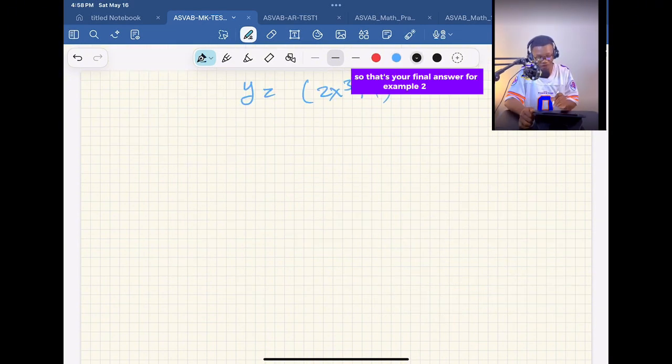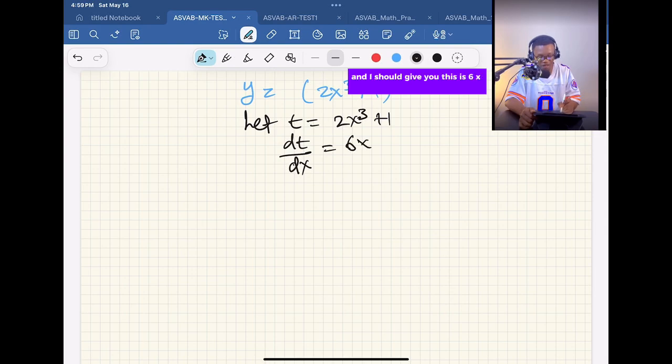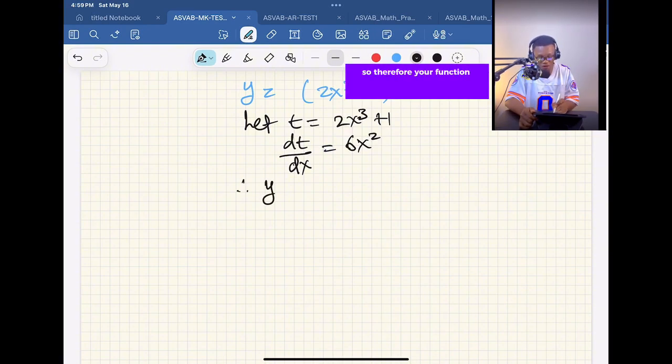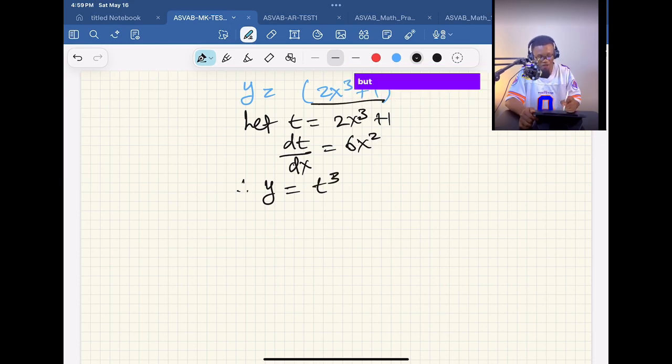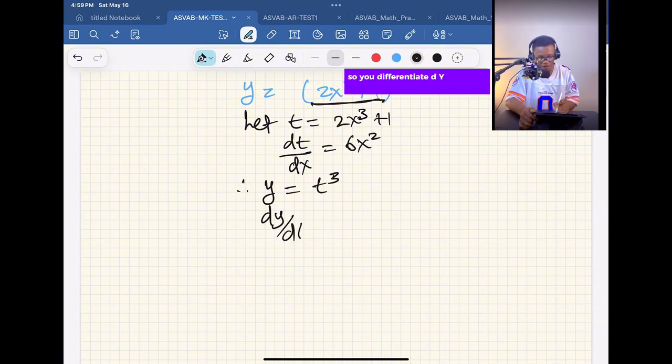For example 2, again the same thing. Let's say t equals 2x cubed plus 1. Now you differentiate dt over dx, and that gives you 6x squared. When you differentiate a constant, that is 0. So it's just 6x squared. Therefore your function becomes y equals t, but t here is raised to the power 3. So you differentiate dy over dt equals 3t squared, and you apply the formula.